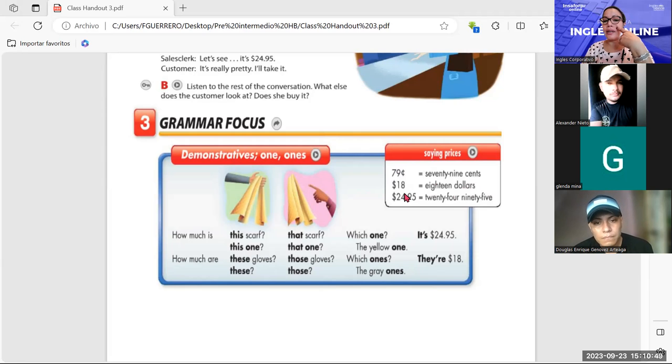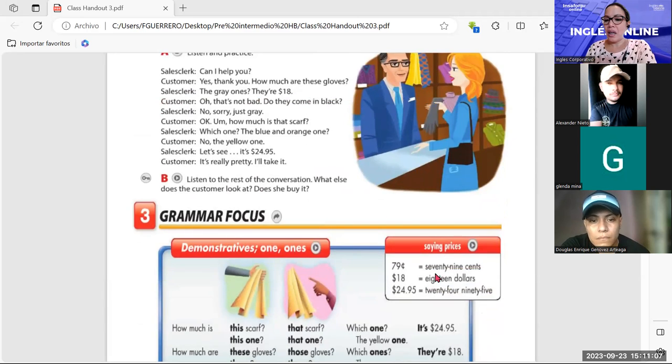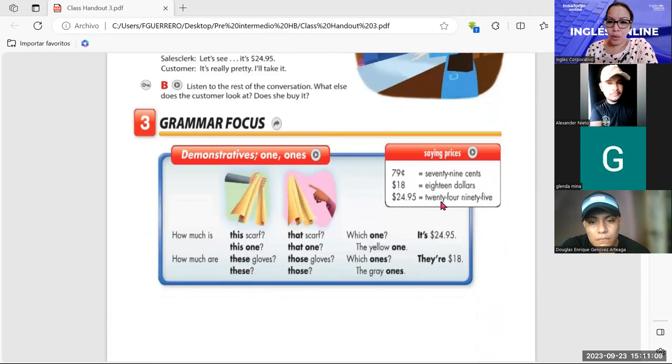Y según el audio que escuchamos en la conversación, ¿se recuerdan que aquí el precio solo dice they are 18? No dice dólares. Cuando son las cantidades en dólares, no es necesario especificar dólares, solamente cuando es centavos. Pero lo puede decir igual y no es que esté incorrecto. Como ven aquí el ejemplo, aquí sí dice 18 dólares. ¿Okay? El símbolo de dólar va al principio y luego la cantidad.